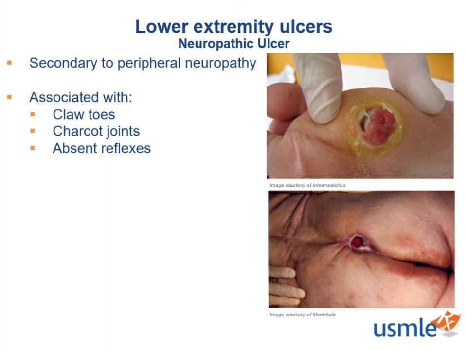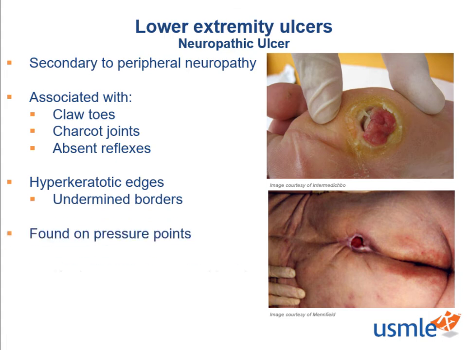Now, what do we expect to see when examining these ulcers? Let's look at the foot we see to the right. We will see hyperkeratotic edges and undermined borders on bony pressure points. With neuropathic ulcers, most of the damage is deep, which predisposes patients to osteomyelitis. This is why you will always check to see if these wounds extend to the bone with a probe.